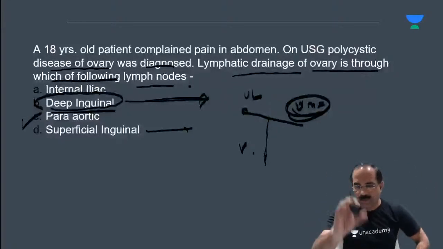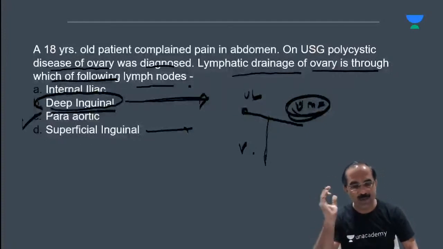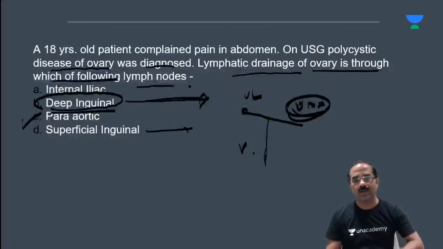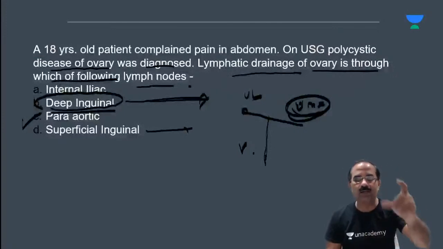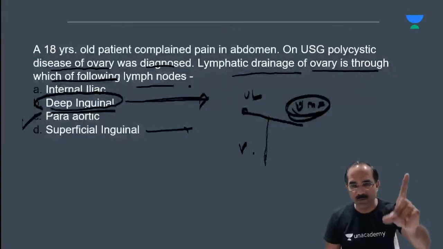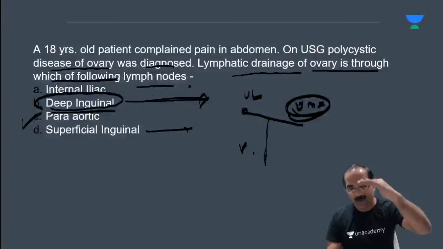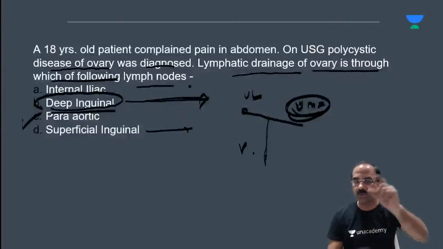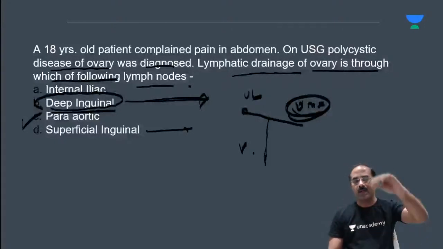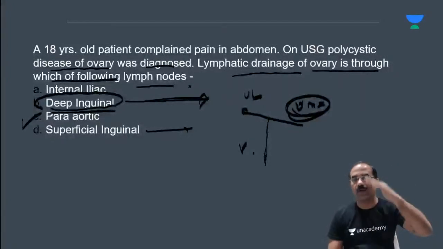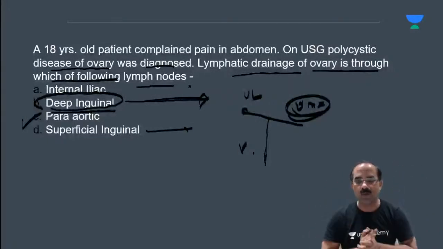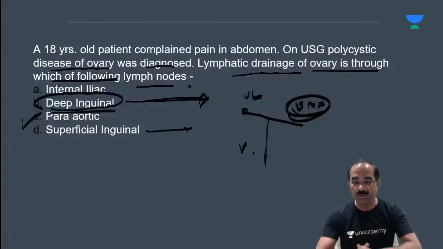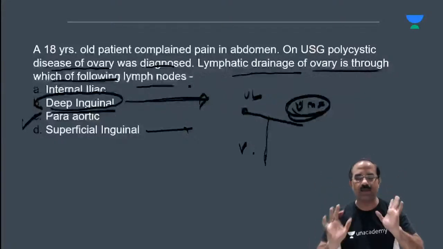It drains the penile part of the male urethra. It drains the anal canal below the dentate line. Very important, students, very important. Anal canal below the dentate line is drained into superficial inguinal lymph nodes. It drains the vagina below the hymen, and it drains the cornu of the uterus. Just remember this much.